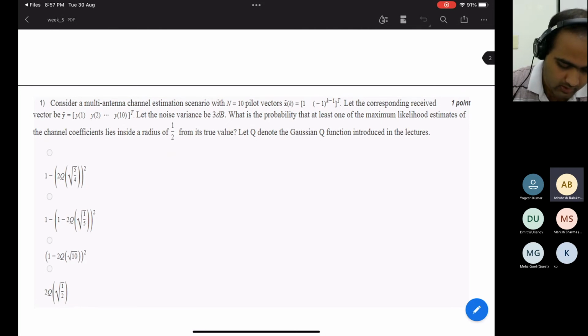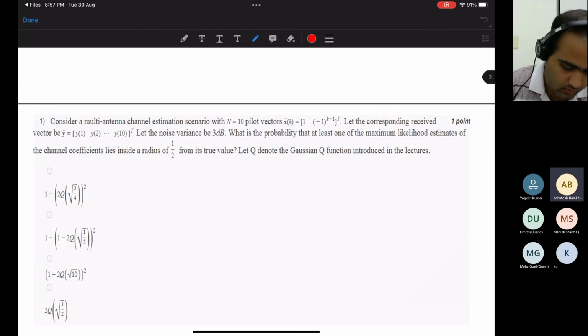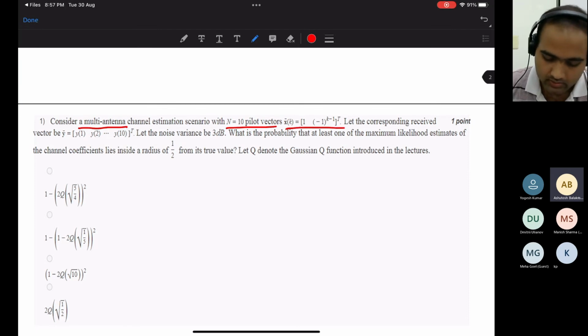So we have a multi antenna channel estimation with 10 pilot vectors. This is a build up to the previous year's last question, which we discussed in the last class. So xk is of this form. The second row is toggling between +1 and -1, which we discussed last week.